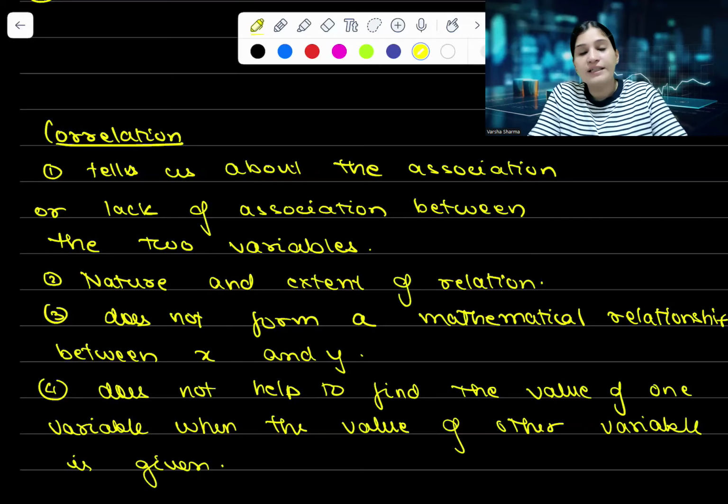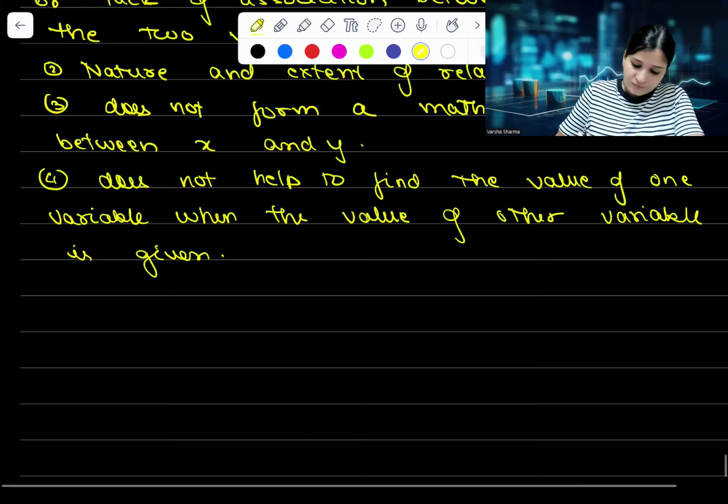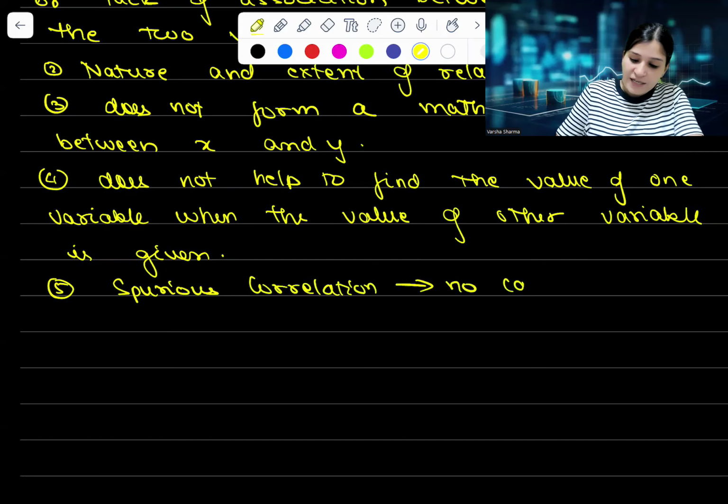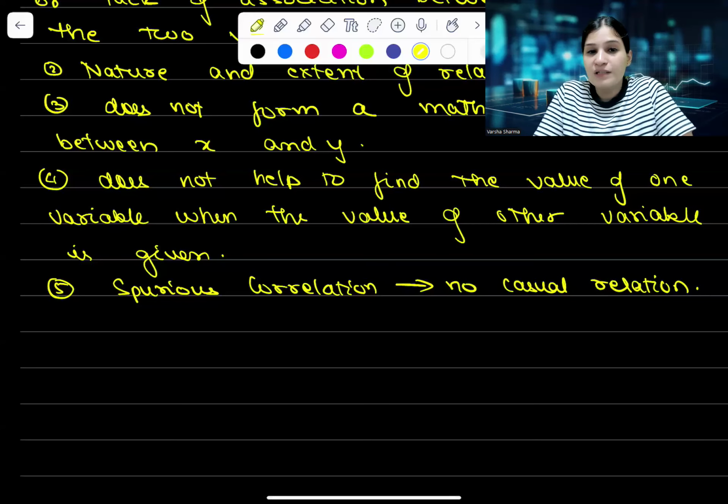Area and circumference of a circle, they're not directly related, but they're both related to radius. So sometimes X and Y may not be directly related. They may be related because of a third party. So, such lack of causal relation is known as spurious correlation. Just a theory point. Spurious correlation. Just remember the word: no causal relation.